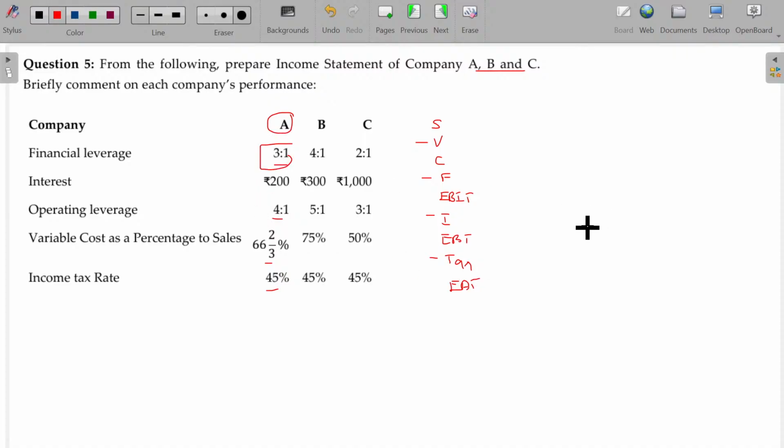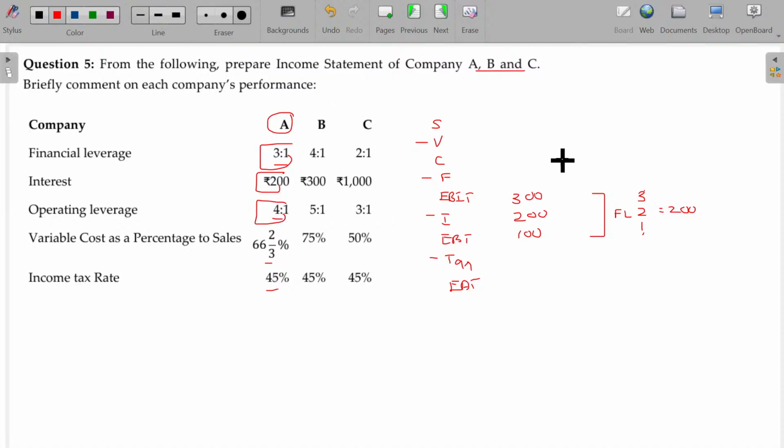Financial leverage is nothing but the relationship between EBIT and EBT. As per the financial leverage, EBIT should be 3 times and EBT 1 time, so interest should be 2. If it is 3 and 1, the interest component should be 2. Interest is given here as 200 rupees. As 2 share is equal to 200, 3 share EBIT should be 300 and EBT should be 100.